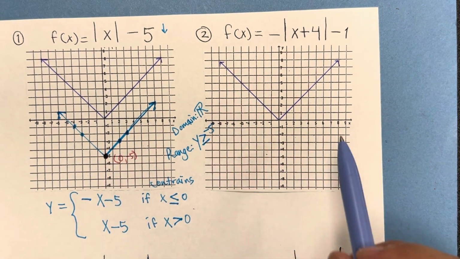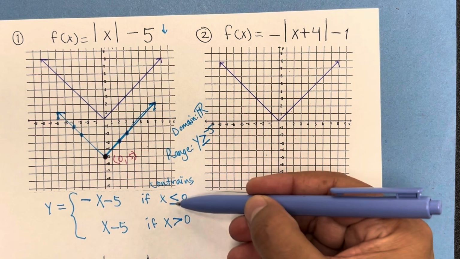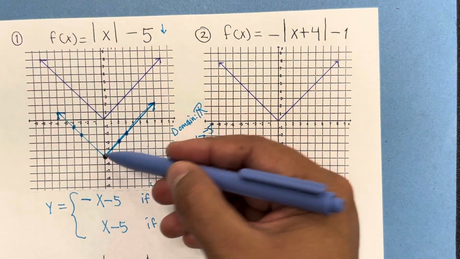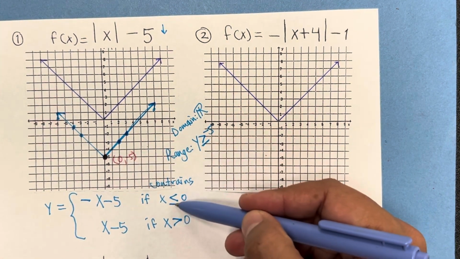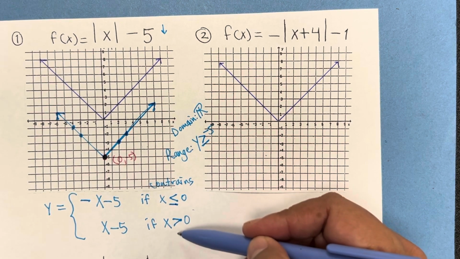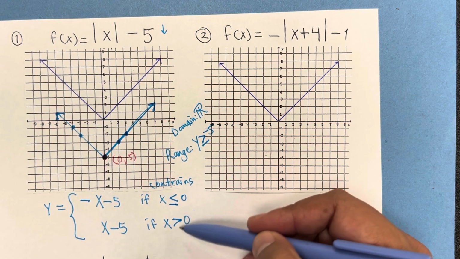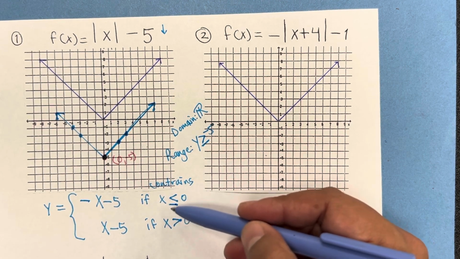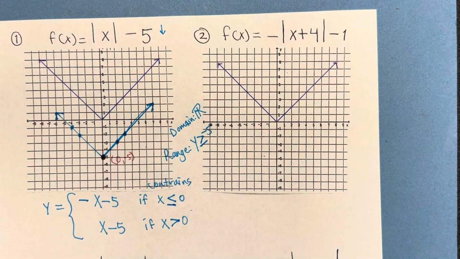Before we move to the next one, something else that I want to highlight. Again, where the point meets, that's where one has to have the equal sign and one doesn't have to have it. It doesn't matter which one. I'm putting it on the first one, however.